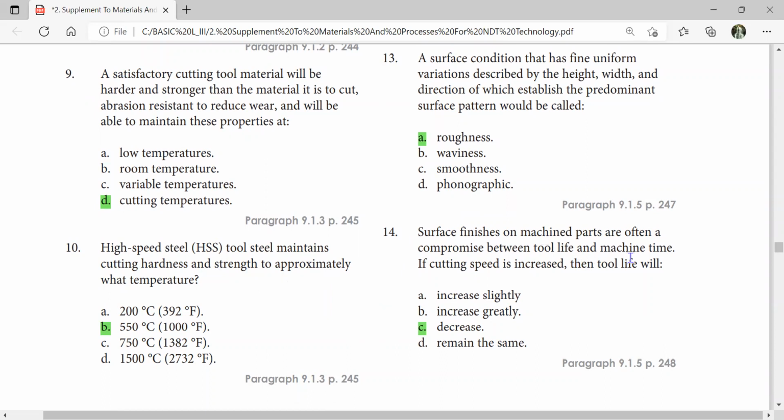Surface finishes on machine parts are often a compromise between tool life and machine time. If cutting speed is increased, the tool life will decrease.